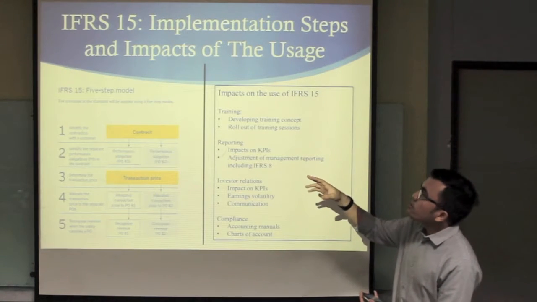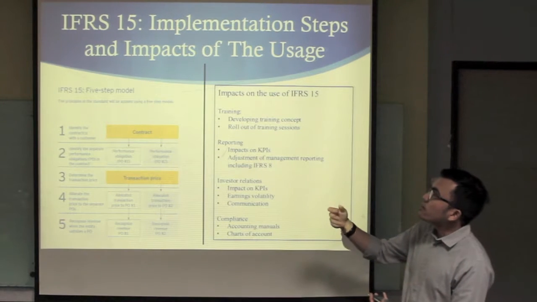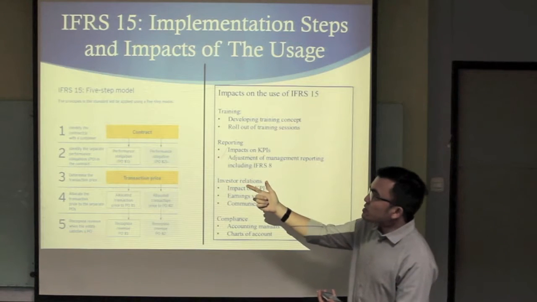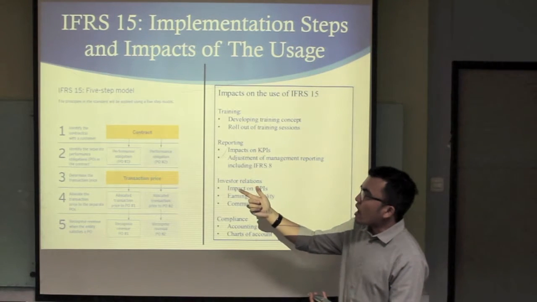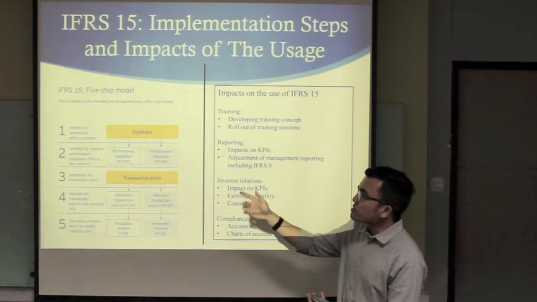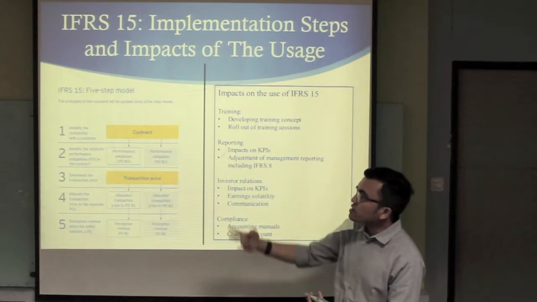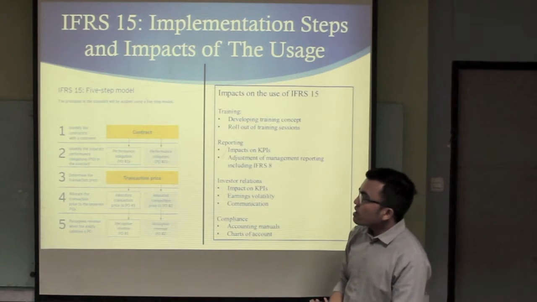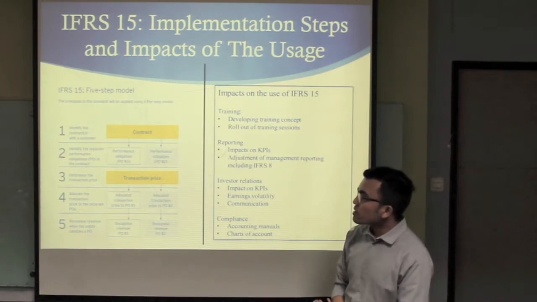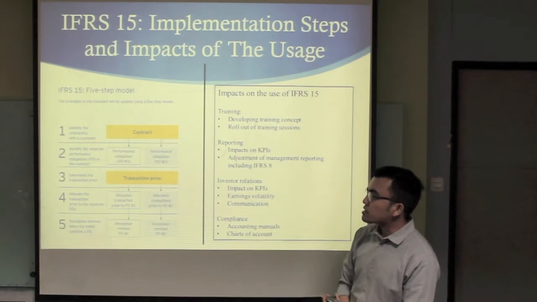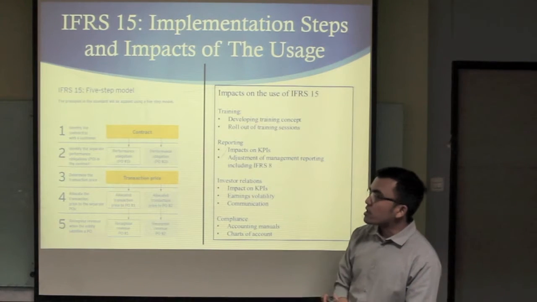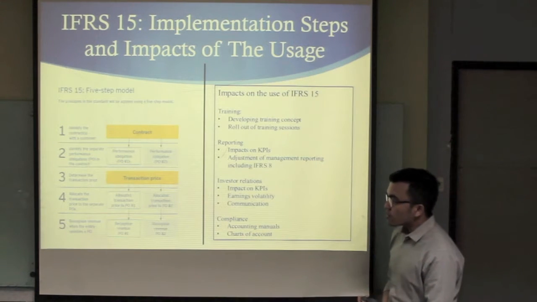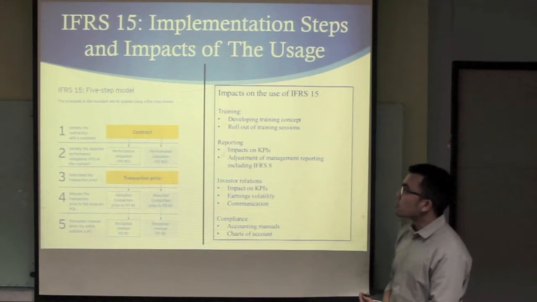So these are the implementation steps and the impacts of the usage of IFRS 15. The steps are: first, identify the contract with the customer. Second, identify the separate performance obligations in the contract. Third, determine the transaction price. Fourth, allocate the transaction price to the separate performance obligations. And fifth, recognize revenue when the entity satisfies the performance obligations.